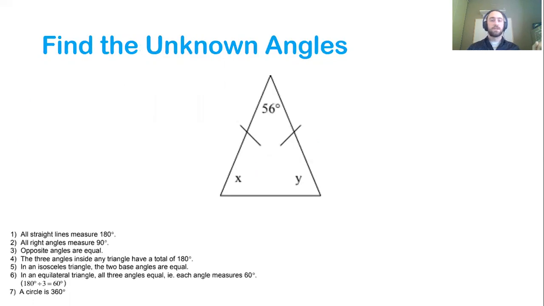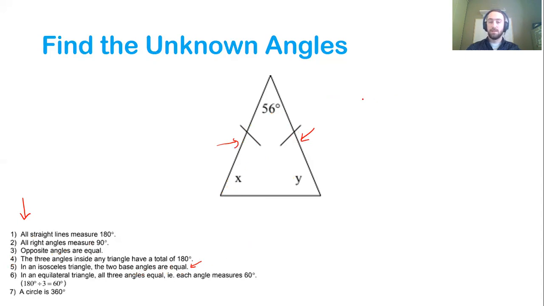So if we're given a question such as this one here, and we're asked to find the unknown angles. So our rules are down here, but on a test, you will not be given the rules. You have to remember them and know how to use them accordingly. So what are we given here? Well, we're given an isosceles triangle, right? Because this side and this side are the same length. So this is an isosceles triangle. So if we look down to rule number 5, an isosceles triangle, 2 base angles are equal.